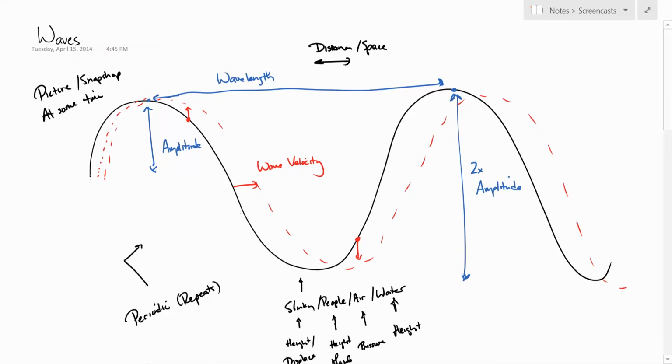In class, we're going to talk about a couple of different examples of this. We're going to talk about the Doppler effect. We're going to talk about wave interference. But this will give you a little bit of a framework to begin discussing it.